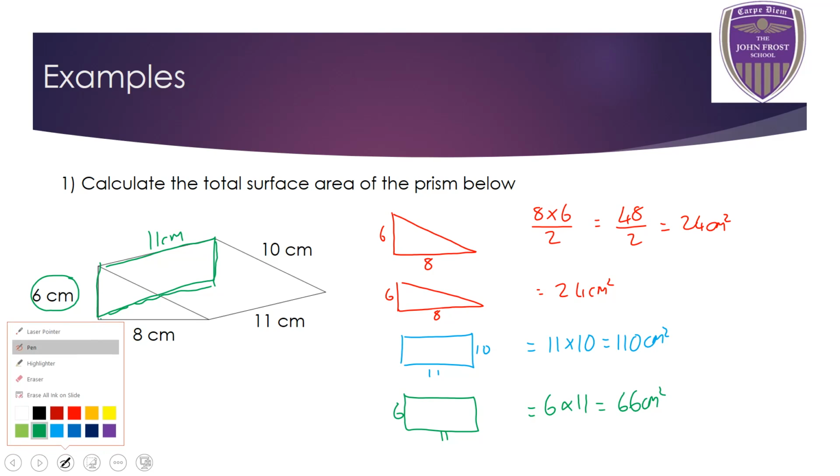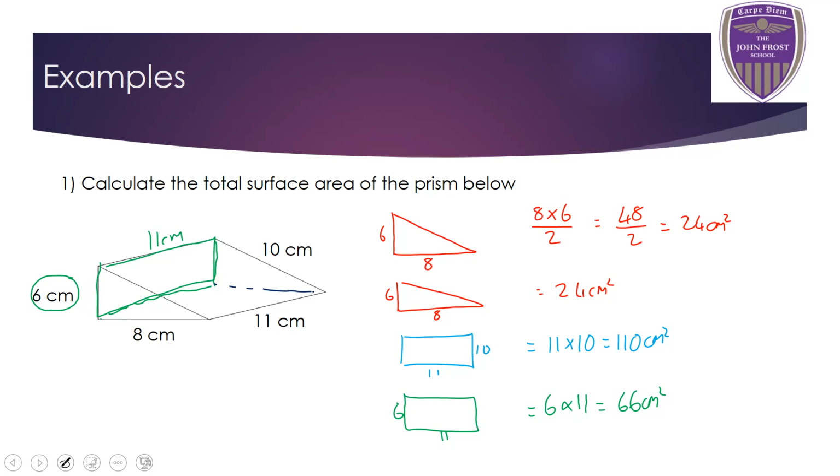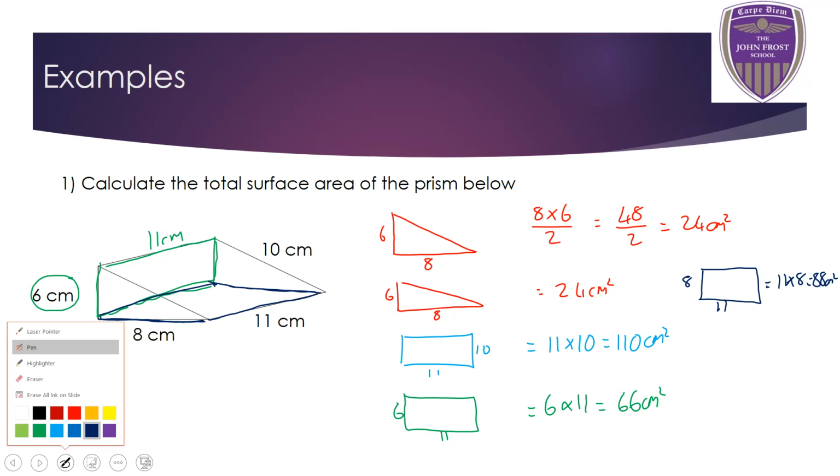Now, if I continue on that diagram here, I can see that I have got the very bottom of the prism, and that's the base. If I have a look, that's rectangular in shape, and it's 8 centimeters by 11 centimeters. So I need one more rectangle, which shows me that it's 11 centimeters by 8 centimeters. So 11 times 8 is 88 centimeters squared. Now, I've got 5 areas here to work with. There are 5 faces on every triangular prism, and I need to add them together. So now I need to focus on finding the total.